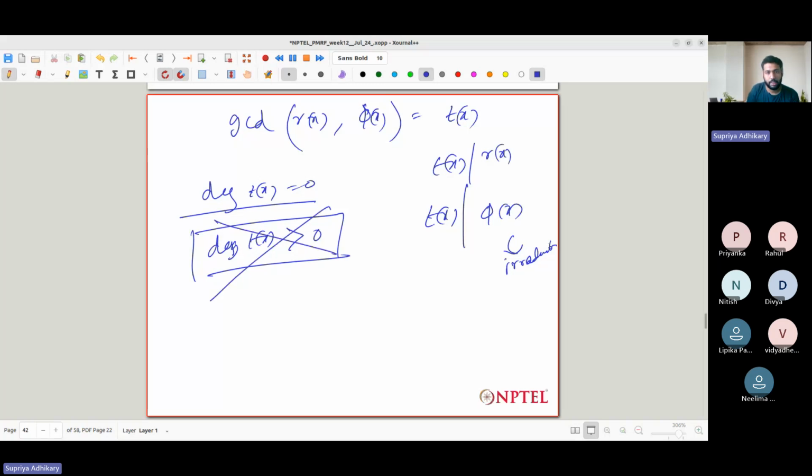So this T(x) is nothing but a constant polynomial. That is, it is only some field element. Let's say T, and T belongs to the field F. Sorry, some Z. Okay, it actually has to be unity. So anyway, this is a constant polynomial.